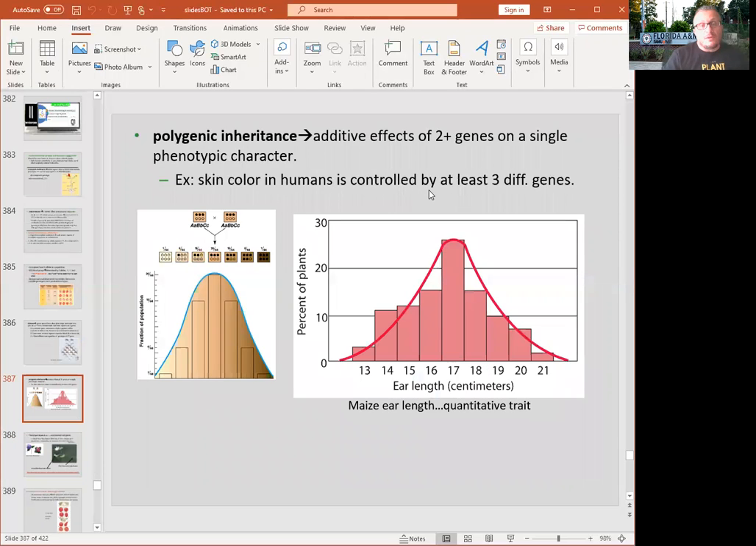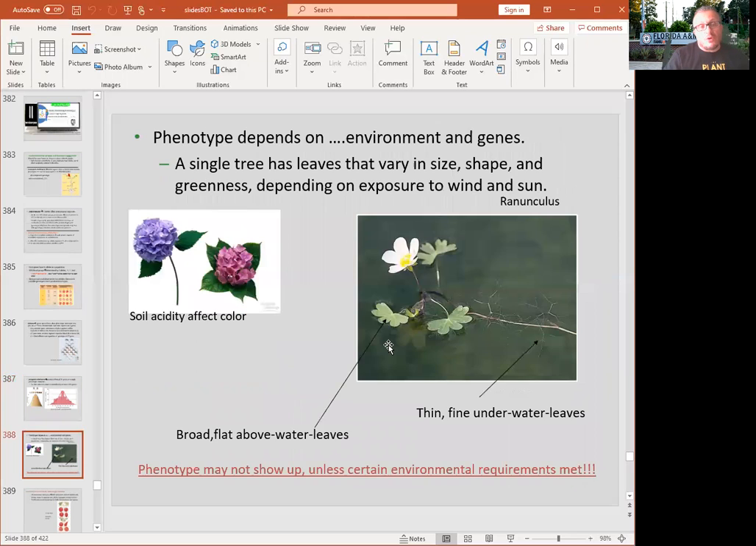Okay, there is also polygenic inheritance, which is also non-Mendelian. In polygenic situations, like skin color in humans or ear length in corn, you can see there are several genes involved. It's not 1 or 2, but more than 2 genes. And this follows a normal distribution. You see here a bell curve.